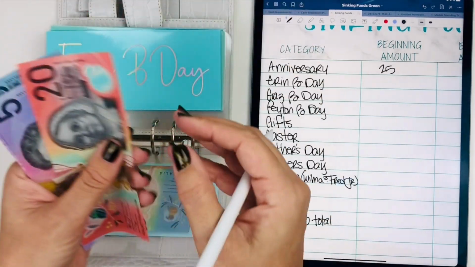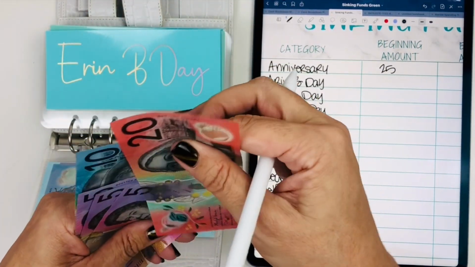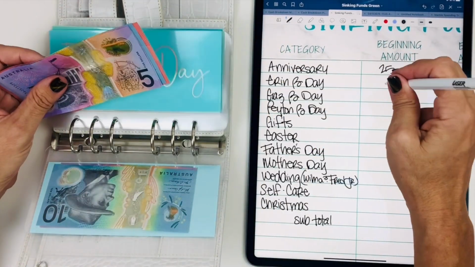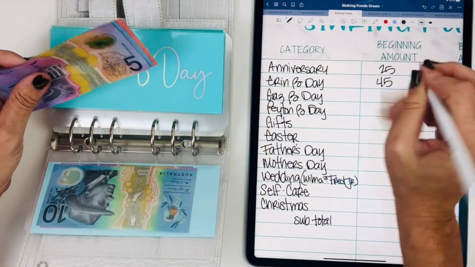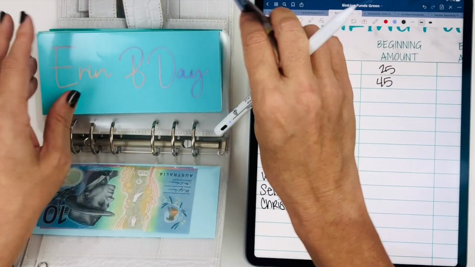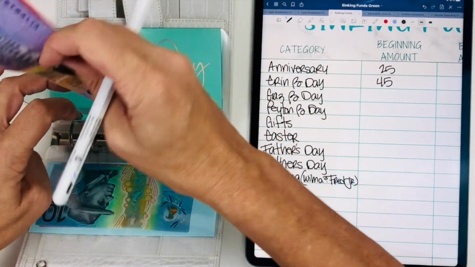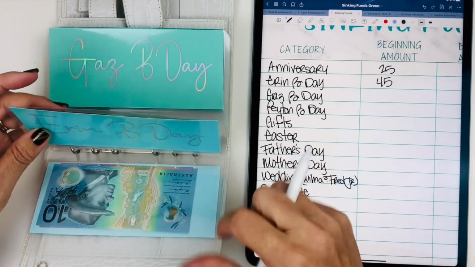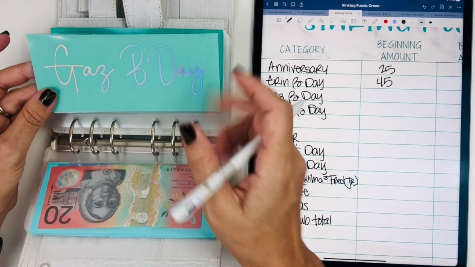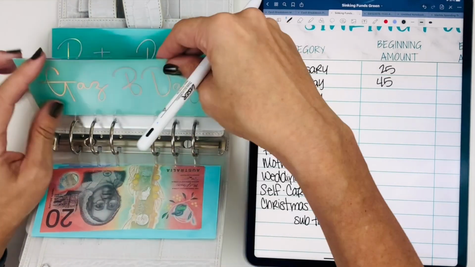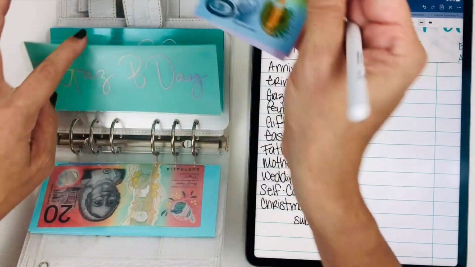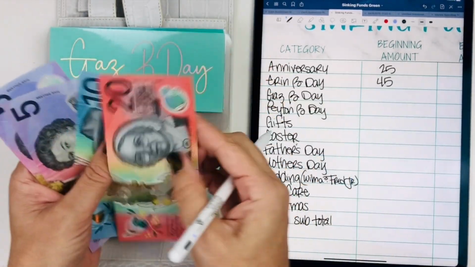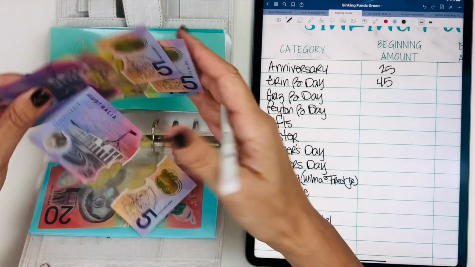My birthday has $20, $30, $35, $40, $45. And again, I do have goals for all of these, and I'm working on a few things in terms of tracking all of that as well, in addition to my dashboard. Gaz is my husband still. So his birthday, he has $20, $30, $35, $40, $45.